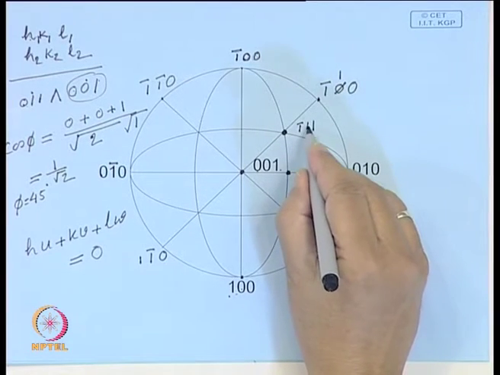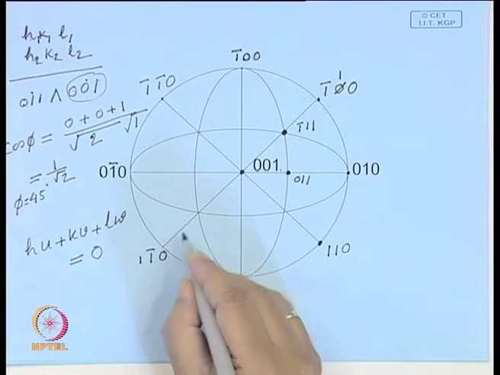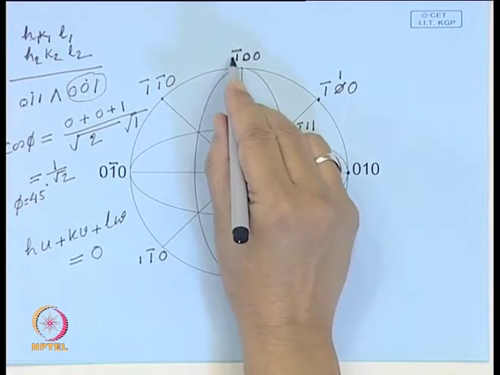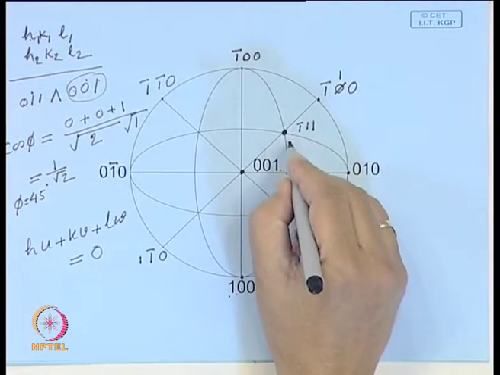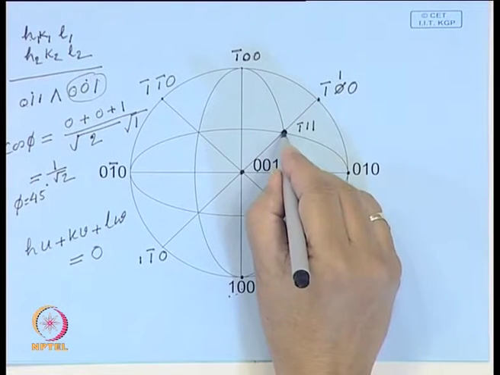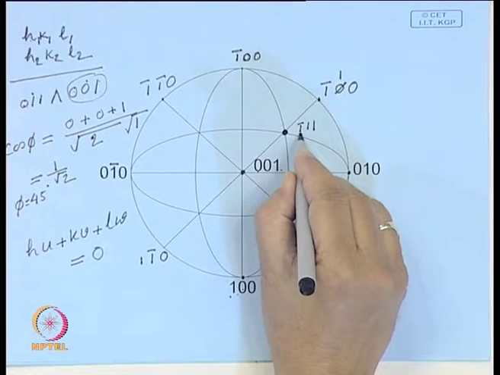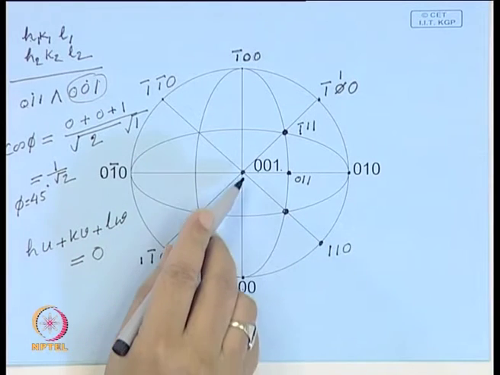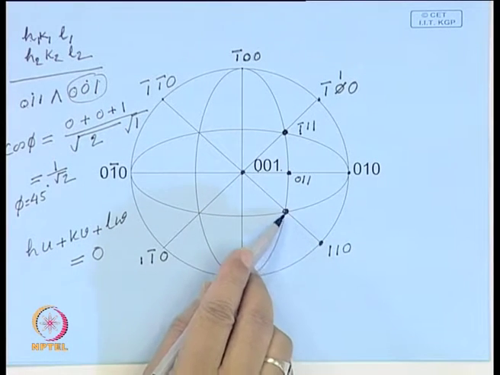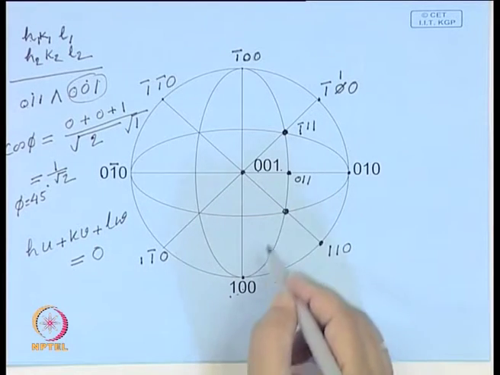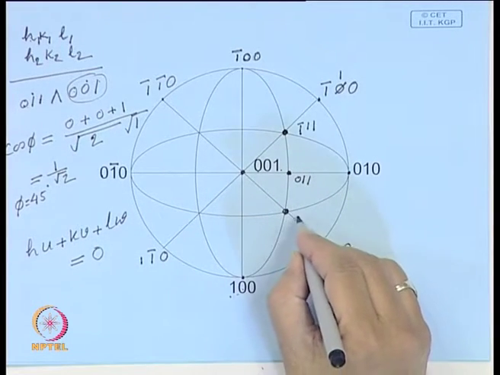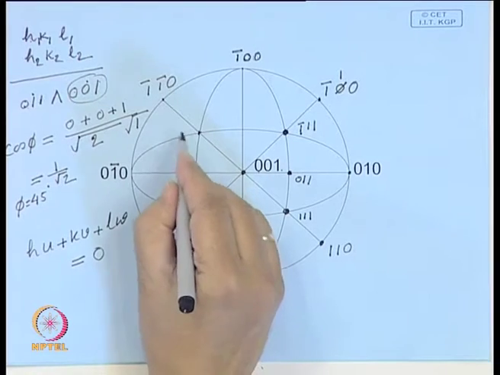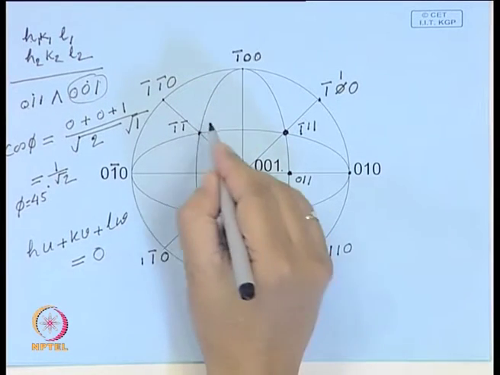So, that means 1 bar 1 1 lies on this great circle. Similarly, if we add this and this, we again get 1 bar 1 1. So, that means this lies on this great circle. So, therefore, the point of intersection is 1 bar 1 1. In the same way, you can show that this also you get by adding this and this, you get 1 1 1. Similarly, adding this and this also you get 1 1 1. So, index of this is 1 1 1. And then what is this? This is 1 bar 1 bar 1.